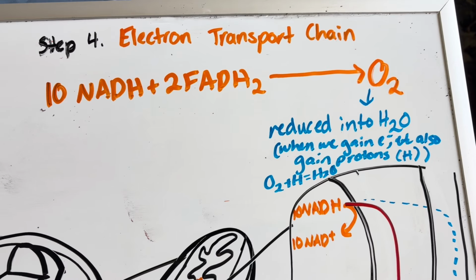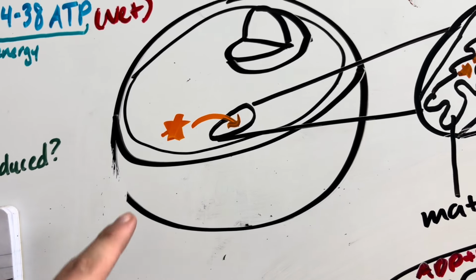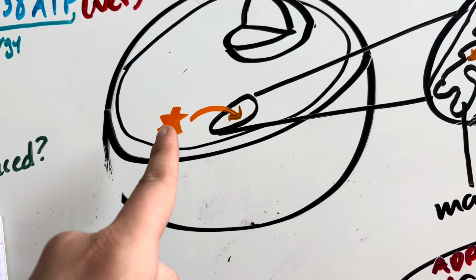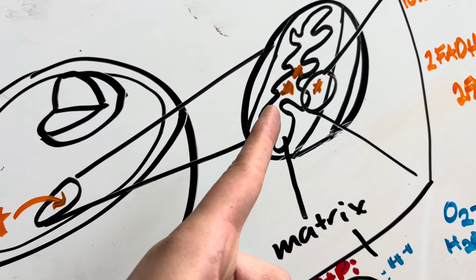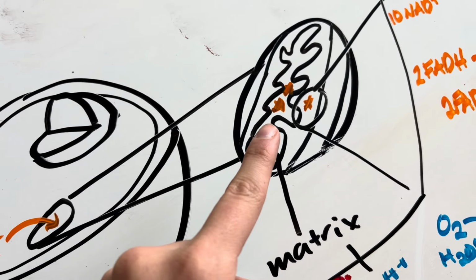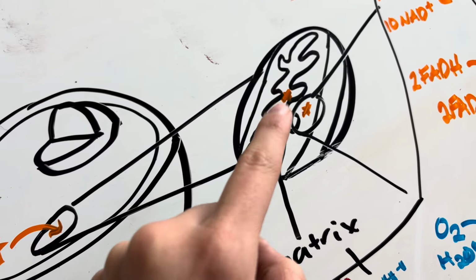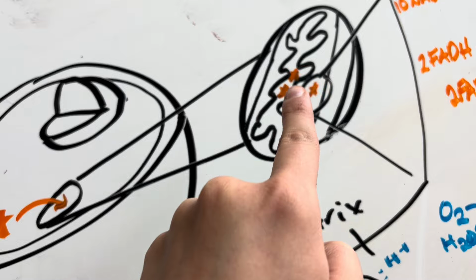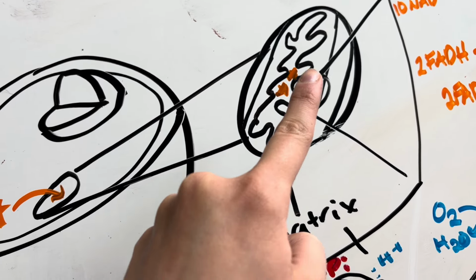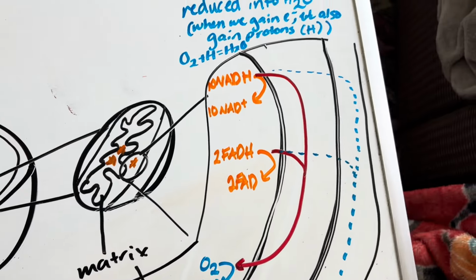So we have this cellular map. We started here with the glycolysis, and we went into the mitochondria, the mitochondrial matrix. We did our breakdown of pyruvate, our citric acid cycle. This is our electron transport chain now. And so this membrane area I made a lot bigger.